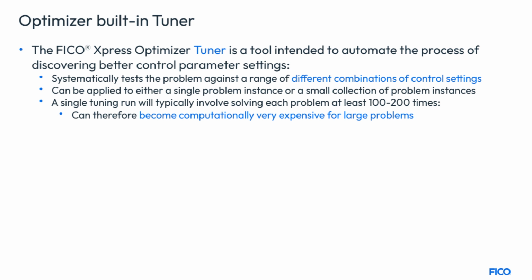Xpress Optimizer provides a built-in tuner that attempts to discover better control settings by experimenting with different combinations of possible control values. The tuner can be applied to a single problem or a collection of problems, and each tuning run will involve solving the problem between 100 to 200 times. Therefore, keep in mind that using the tuner can become computationally expensive for larger problem instances.